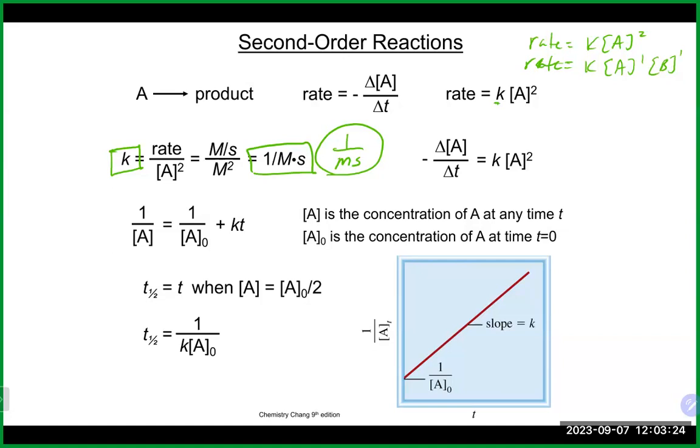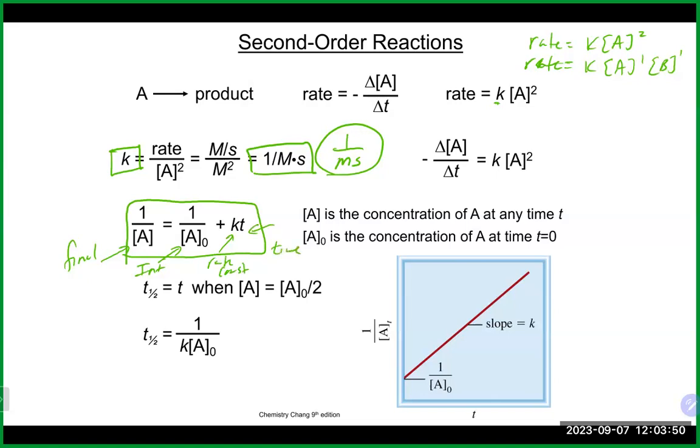It also has an integrated rate law that gives concentration and time dependence, and it is this one right here. It is 1 over the concentration of A, which is our final concentration, equals 1 over our initial concentration, plus the rest of this, which is the same stuff. That is our rate constant, and that is our time.